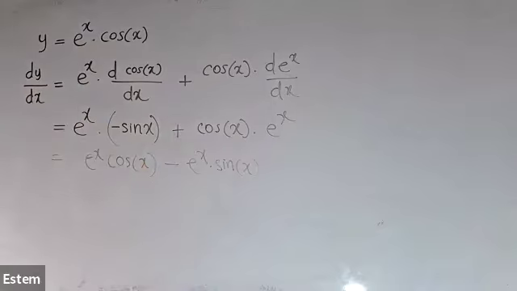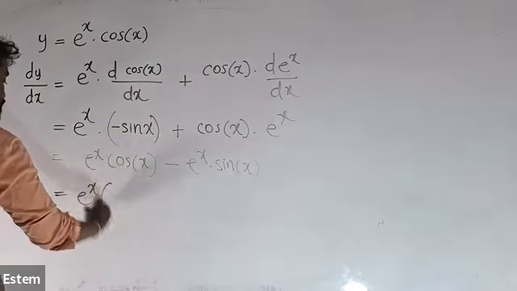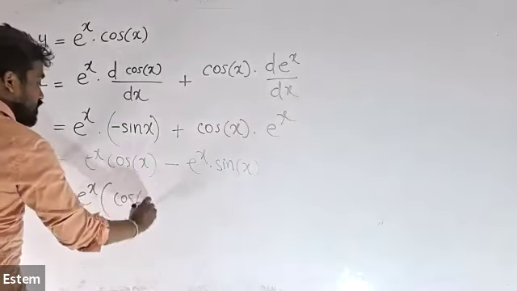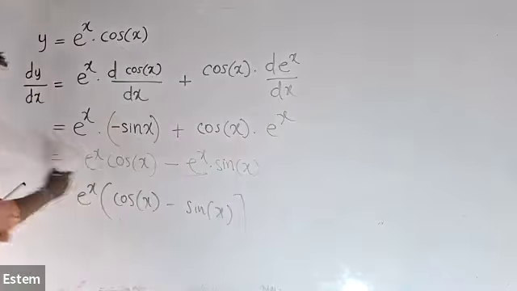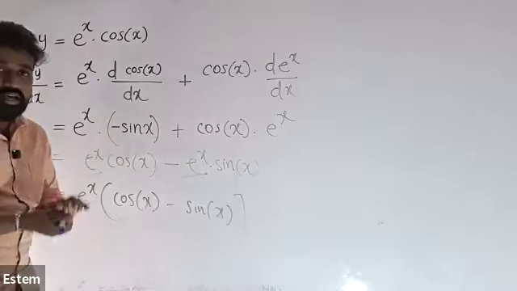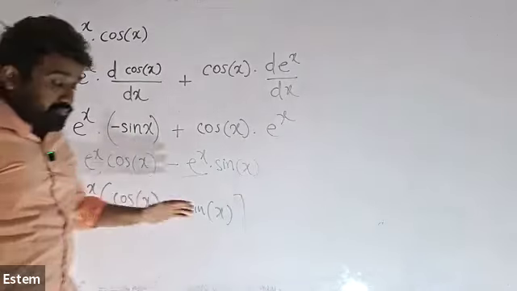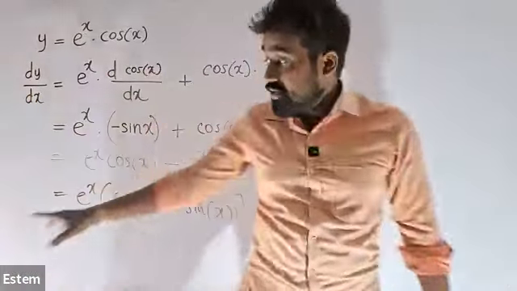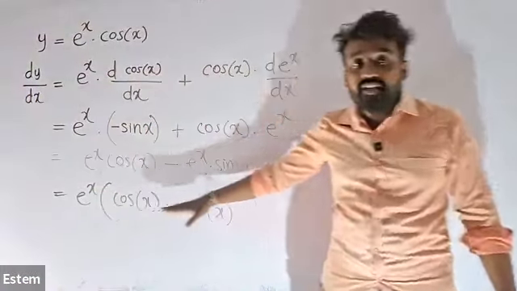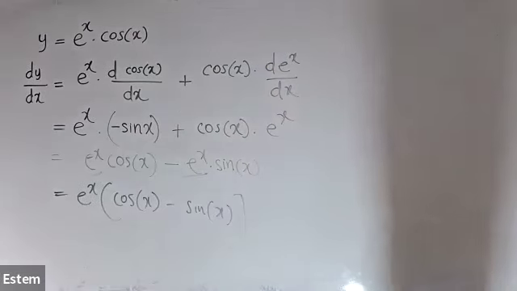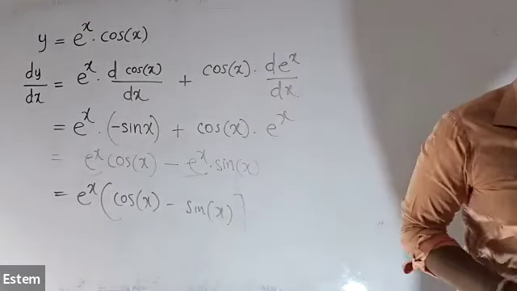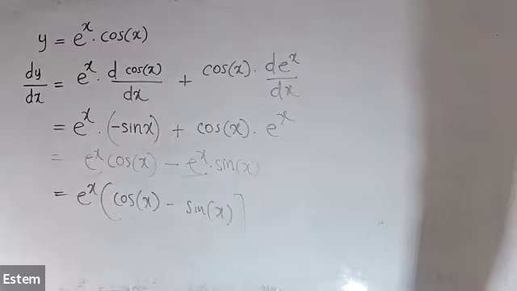sin x. Okay, then after that we can take e^x out, then cos x minus sin x. I pull out e^x because e^x is a common term. You also make your final answer like this, in this format. Please make your final answer. Okay, hurry up.